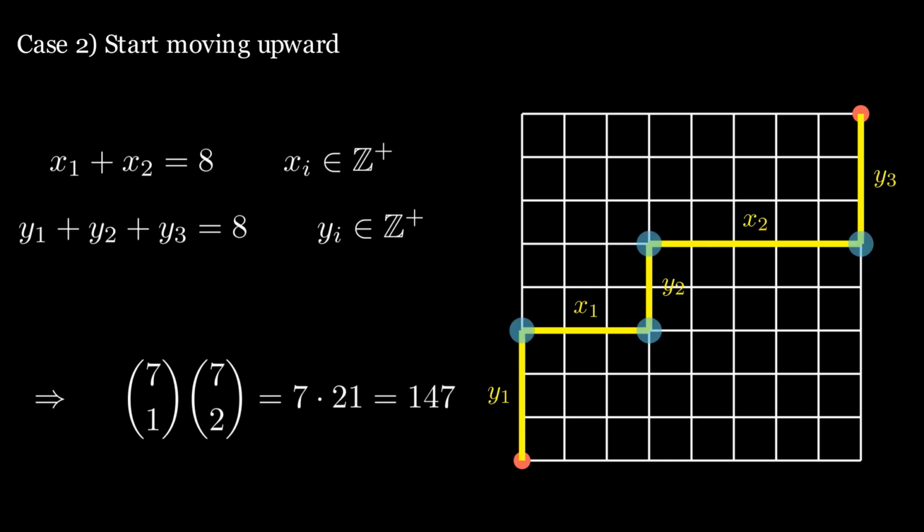Finally, we combine the results from both cases. Adding 147 from case 1 and 147 from case 2, we arrive at the total number of paths, 294. This is the solution to our problem.